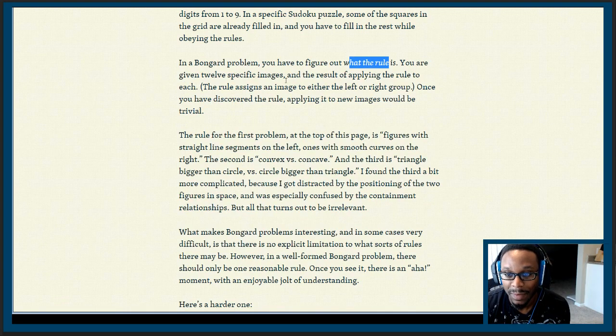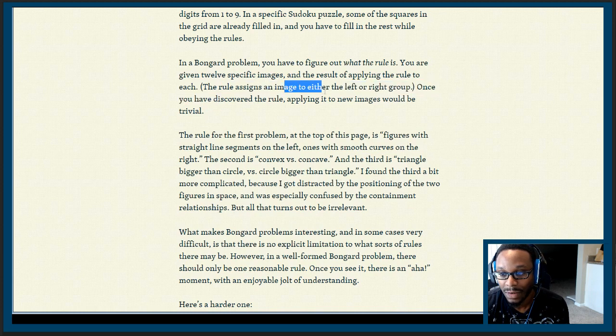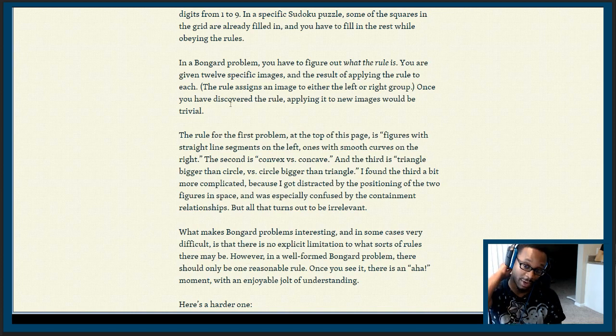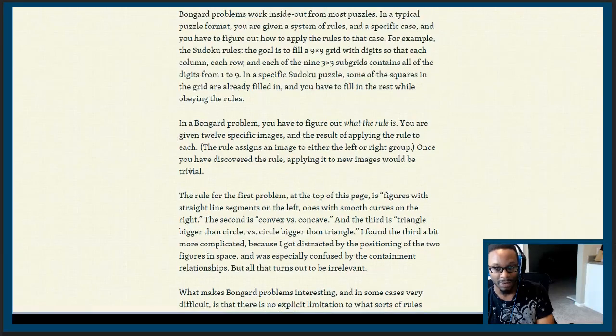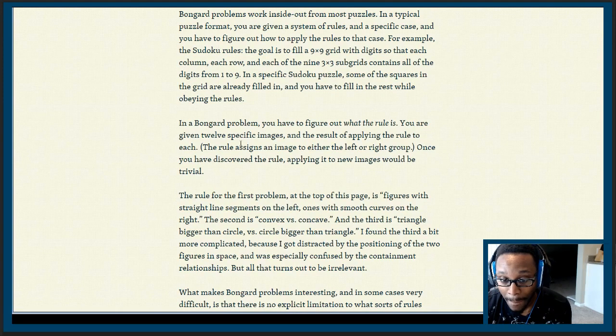You are given 12 specific images, and the rule assigns each image either to the left or the right group. Once you have discovered the rule, applying it to a new image would be trivial, right? A lot of people talk about puzzle games and how once you solve them once, it's kind of trivial to solve them again. Well, that's what this type of puzzle falls into, that spoiler-prone style of puzzle. Not that big of a deal. We can talk about that later.